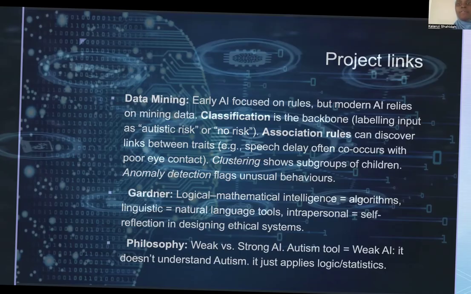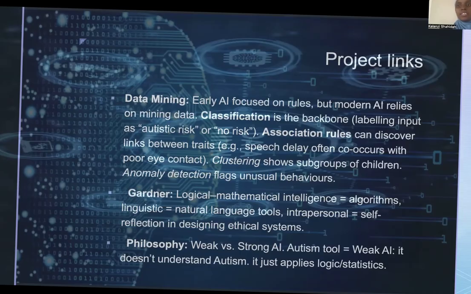Then we have association rules. These can discover links between traits, like speech delay and head shaking. When we discover links between those traits, then we have seen the association rules. So they discover links between traits.